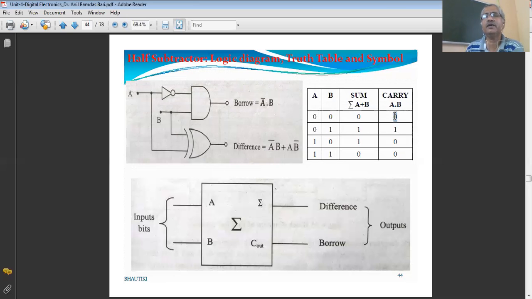So this A dot B is the borrow, and this A bar dot B plus A B complement is the difference. So here is the difference.